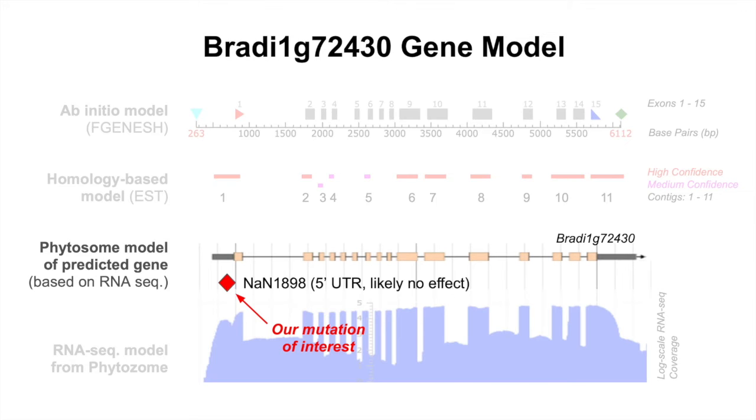Analyzing the gene on the Phytozome site, we found that the mutation was located at the site NAN1898 as indicated by the red diamond, and was also marked as a high impact mutation. However, we saw that the mutation was located in the 5' untranslated region of the gene. Due to its location, we thought that it would have likely no effect on the phenotype.